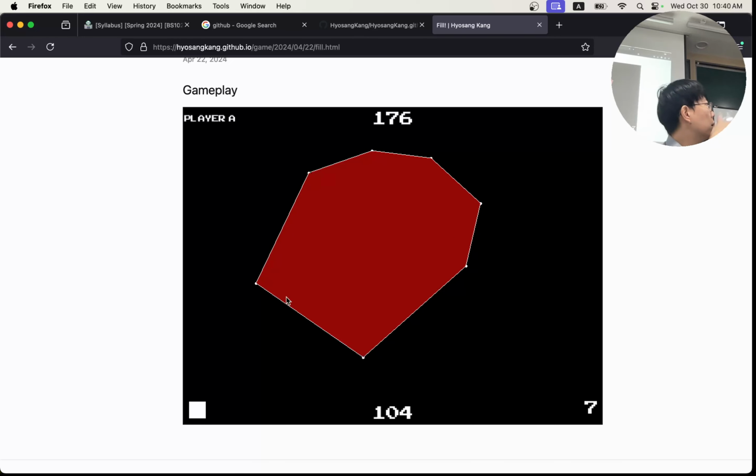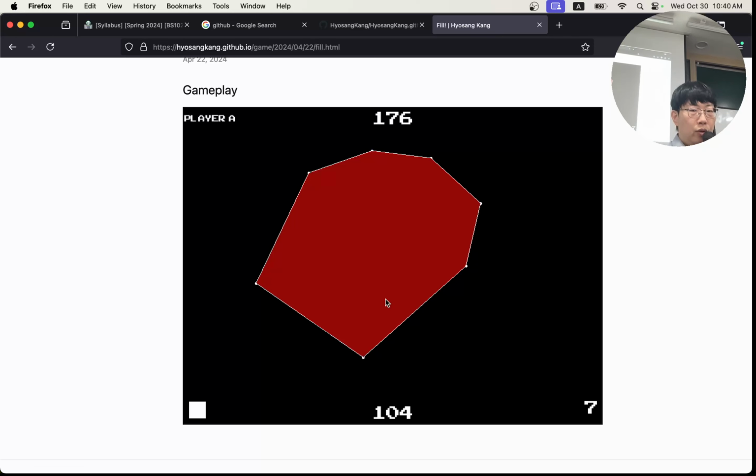Once you click all the 7 dots, it makes the convex hull, actually the polygon, surrounding them. Once you finish, not only does it fill the polygon with a certain color, but it also calculates the area inside the polygon. This white box gives you the idea of how much a 1 by 1 square is. So it's basically 104.